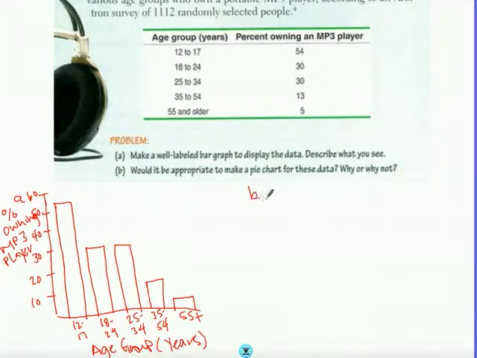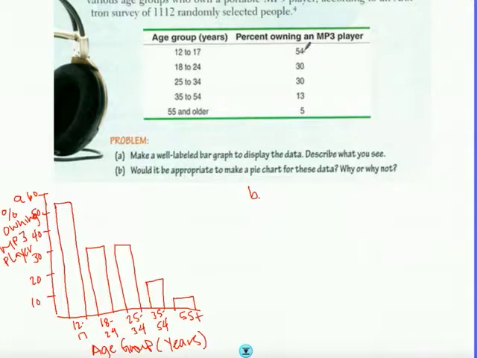All right, B asks you, would it be appropriate to make a pie chart for these data, and why or why not? Making a pie chart to display these data is not appropriate because each percent in the table refers to a different age group, not to parts of a single whole. Whenever we talk about 54% owning an MP3 player in the 12 to 17 group, that means that 54% of the people that were surveyed that fell into this range owned an MP3 player. So we're not talking about 54% of the whole.